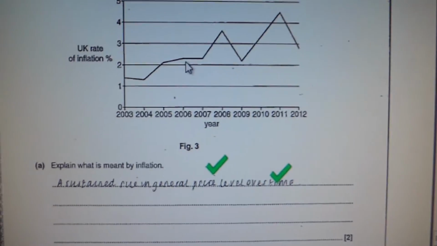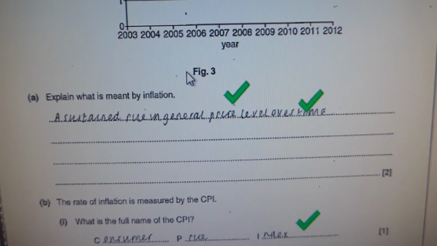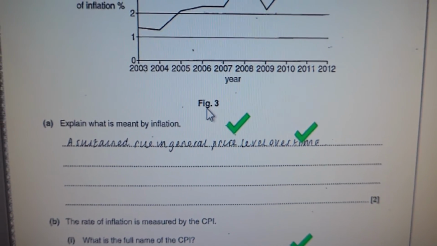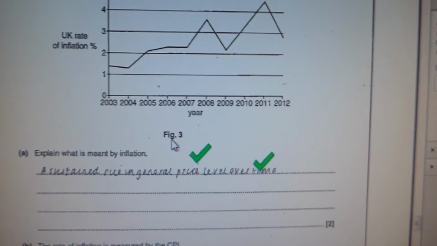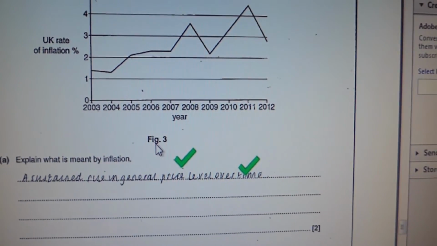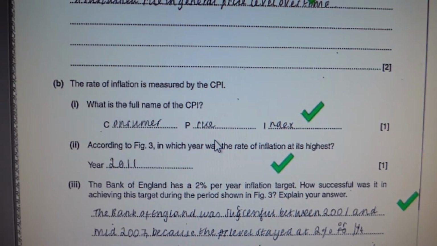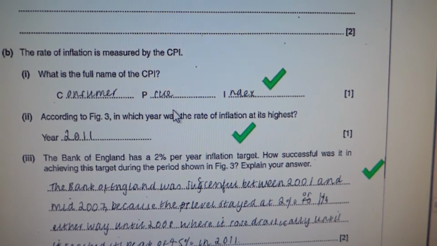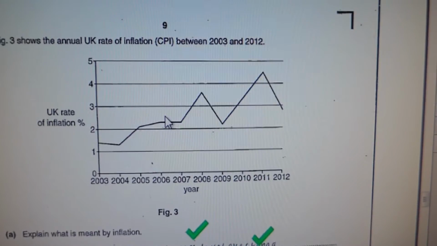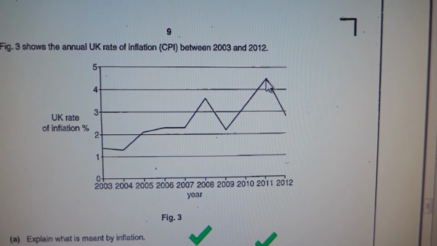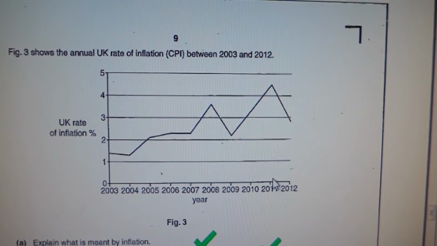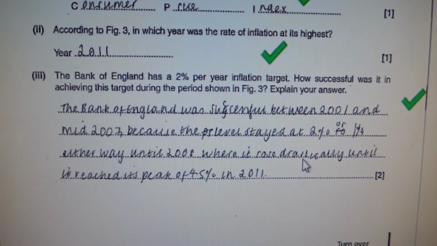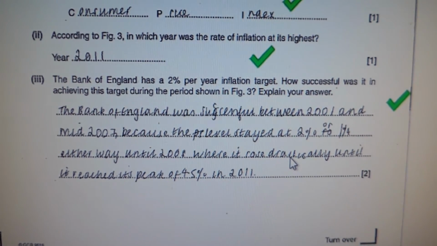Right, figure 3. Define the term inflation. A sustained rise in the price level measured over a given period of time, usually 1 year. Excellent. Next one. What's the full name of CPI? Consumer Price Index. When was it at its highest? Well, there it's at its highest, and that's 2011. Take a line down straight. 2011.